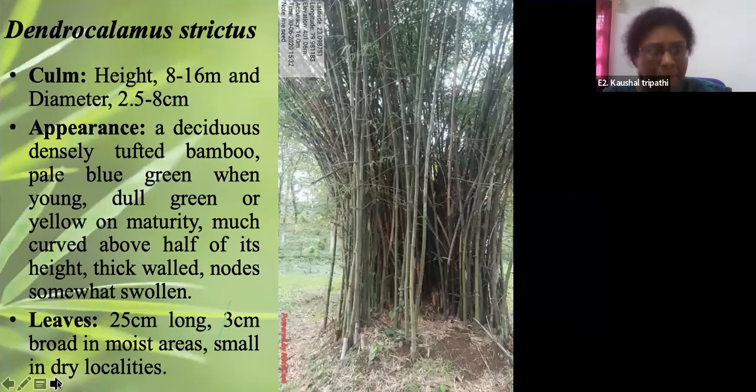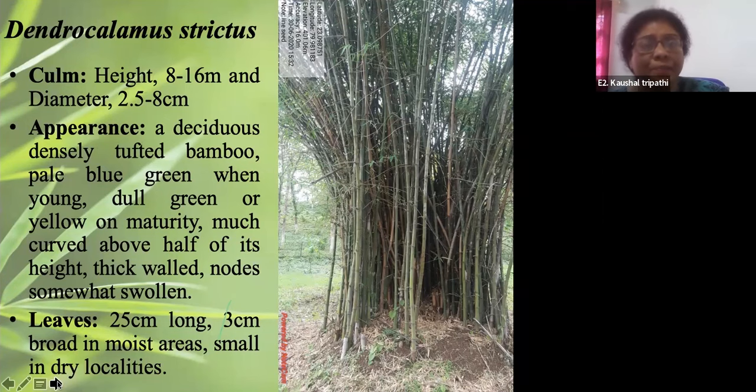Next slide, please. Now coming to the most commonly distributed bamboo species, Dendrocalamus strictus, and this is most commonly distributed in Central Indian states also. The culm height is 8 to 16 meter, and diameter is thinner, 2.5 to 8 centimeters. Appearance: a deciduous, densely tufted bamboo, pale blue green when young, dull green or yellow on maturity, much curved above half of its height, thick walled, nodes somewhat swollen, and leaves are 25 centimeter long, 3 centimeter broad in moist areas, smaller size of leaves in dry localities.